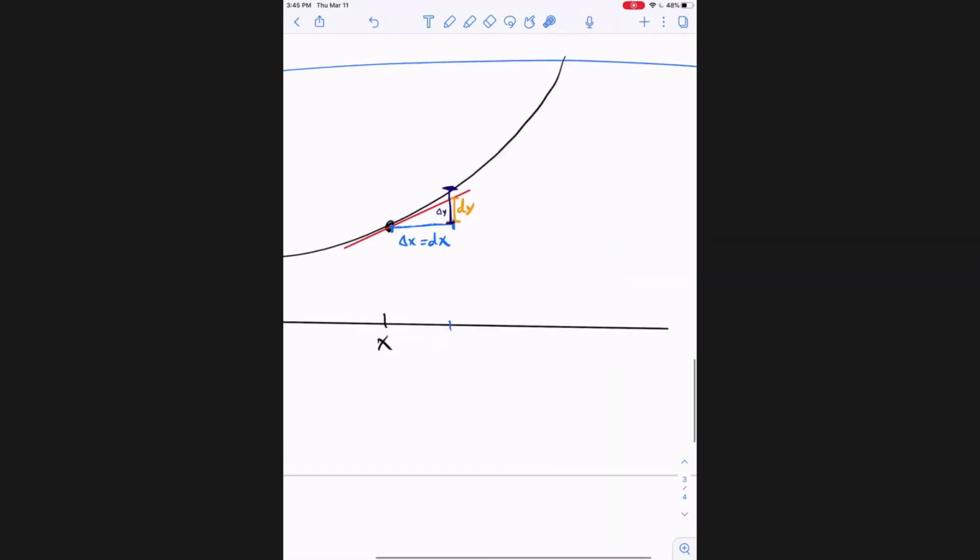So just notice here, going over the formulas, dy, I already told you it's the derivative times dx. Whereas delta y, that's just the exact difference between these two guys. What's that vertical distance? It's f of x plus delta x minus the original f of x.